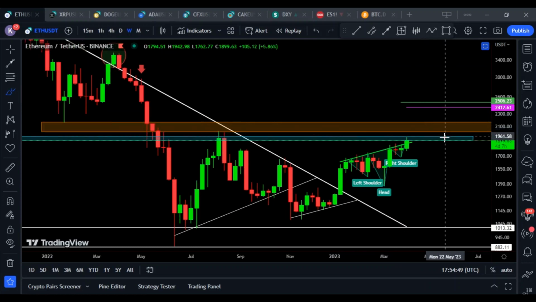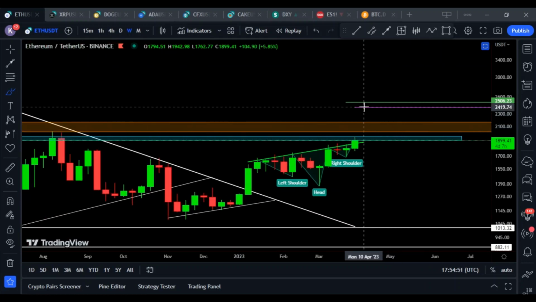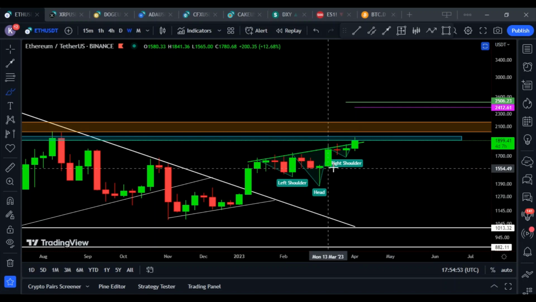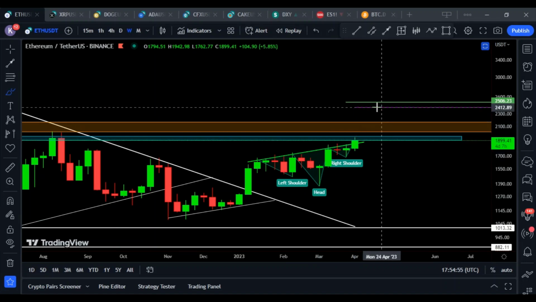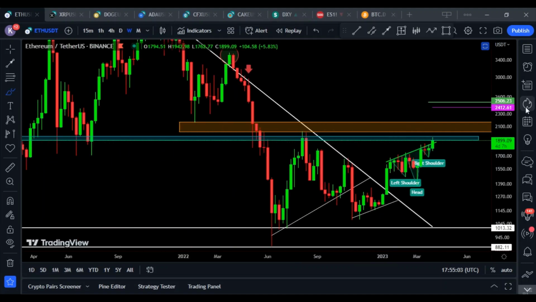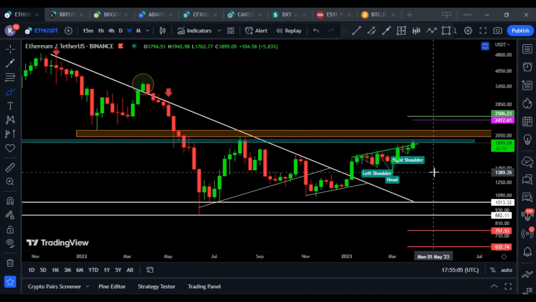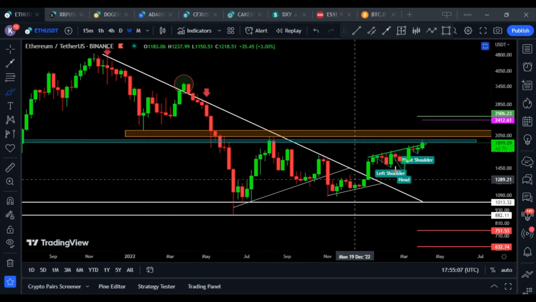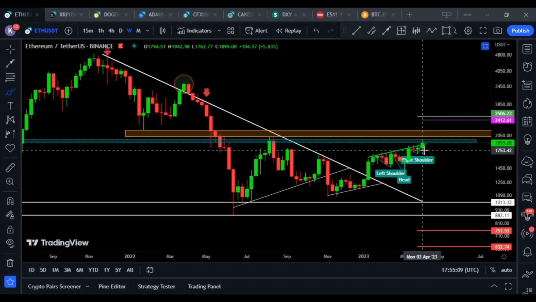That is our second obstacle on the weekly, and our final target from this breakout would be $2,400. Okay, so keep an eye. This on the weekly is looking very bullish, the breakout, but still we need to take out those two targets.